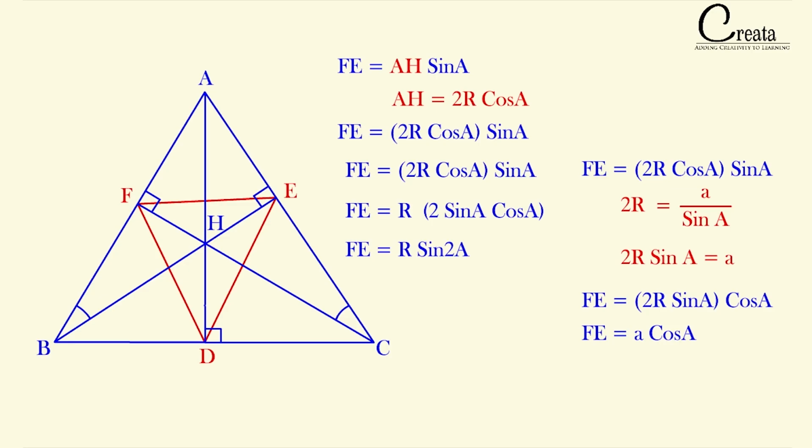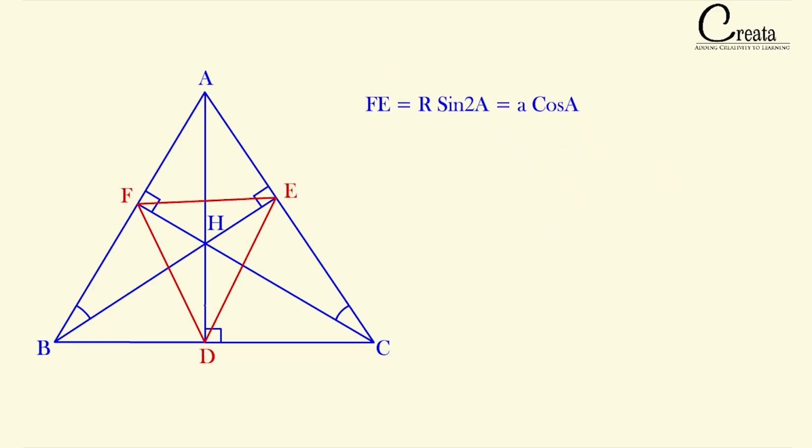So we got the two formulas of FE, that is the side of the orthic triangle: FE is equal to A times cos A, which is equal to R times sin 2A. So this is the formula of the side of the orthic triangle.